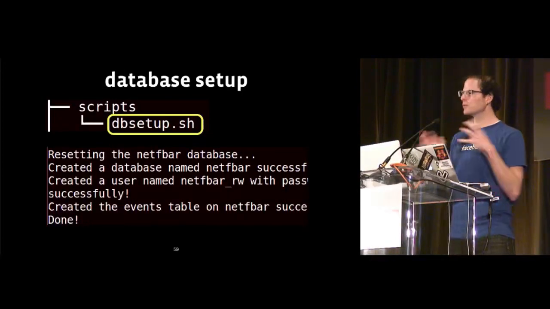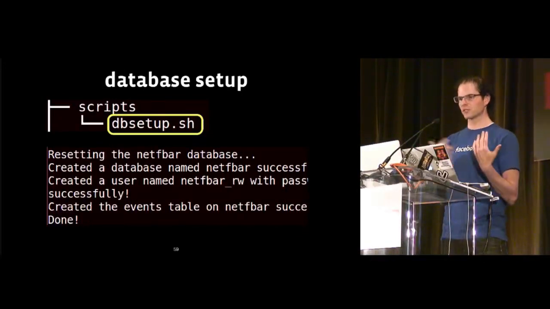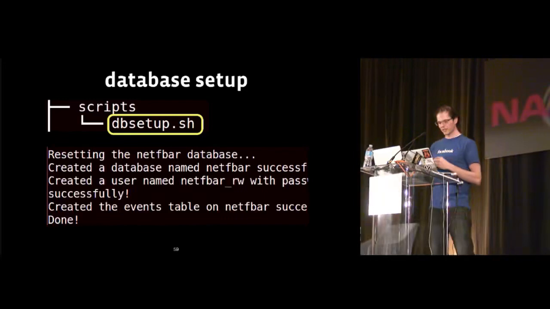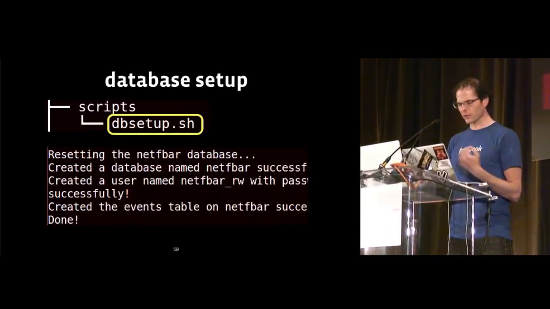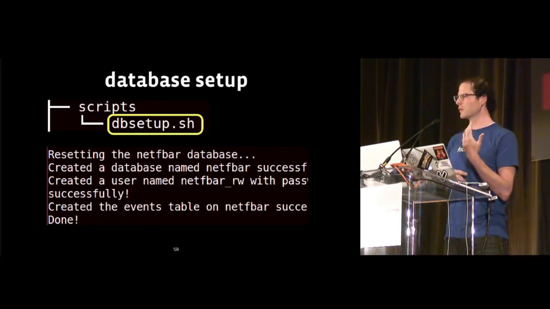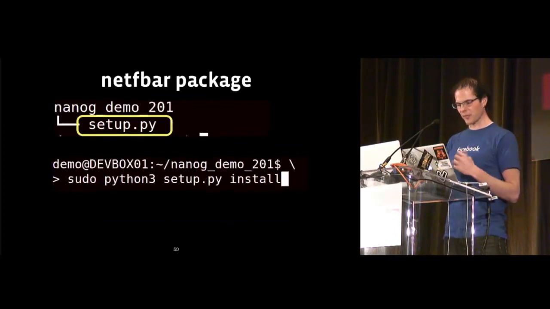So stepping back a few of the pieces, though, if you were to try to reproduce this or rerun this, the script to set up the database is actually a bash script in the VM and on the USB key. You'll see dbsetup.sh. And that simply creates a username for NetFBAR. It creates the database. It creates the initial table structure. And this will also blow away the database if you want to start over and trash the current one and reset it.